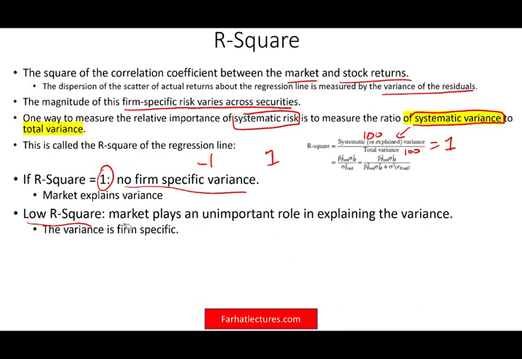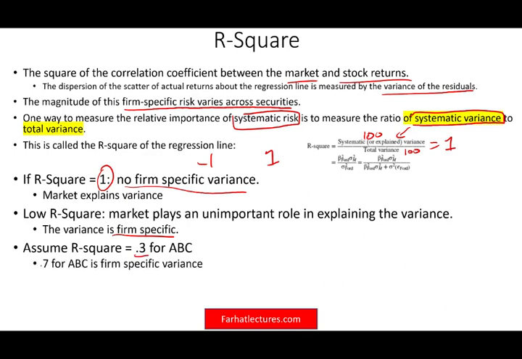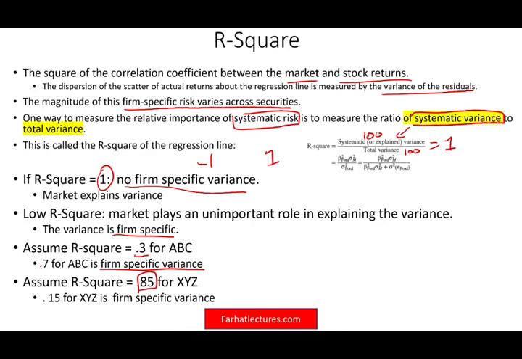And if we look at the Ford stock in January 2002, if we computed the R square, most likely it would be a low R square. So the variance is firm specific. The risk is firm specific because of the low R square. So let's assume an R square for a particular company, ABC, is 0.3. It means 0.7 of ABC's variance is firm specific. If, for example, another company, XYZ, has an R square of 0.85, it means only 0.15 is firm specific variance. So which one works more closely with the market? Obviously XYZ, which, based on historical data, will match the market performance much more closely.